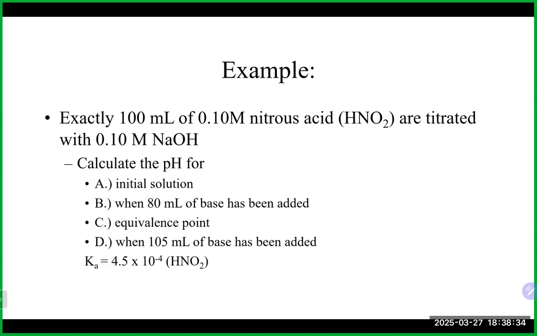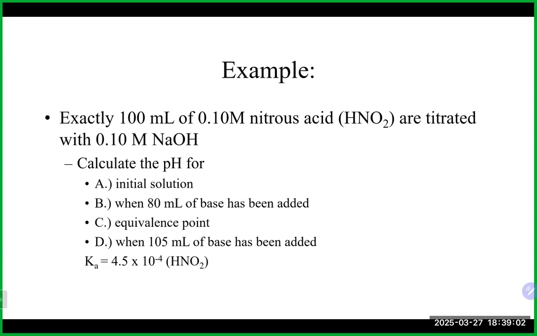Here we have several points along a titration curve that we're looking for the pH. As I might have mentioned last time, when you have a problem like this, what we assume is each of these questions is usually you start at 0 and open it up to that point and stop, and then you start at 0 and open up to the next point and stop. It's not a continuation of volume from one point to the next, unless the problem explicitly says that's what's going on.